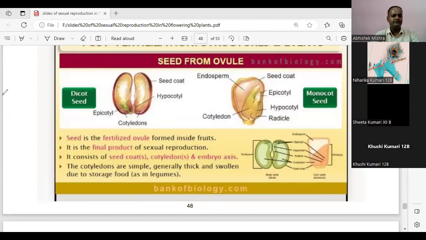See here, this is a dicot seed. The outer covering of the seed is the seed coat.